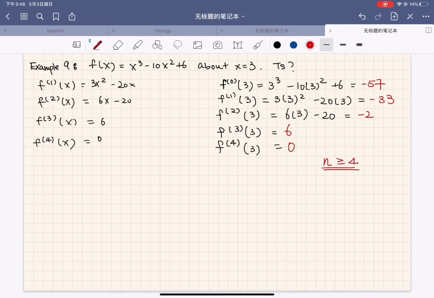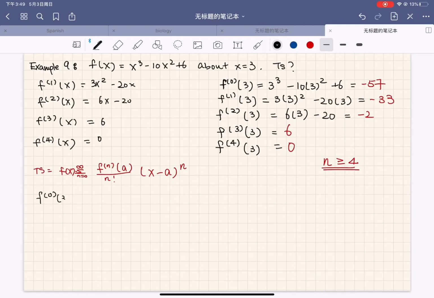So now we can start to write out the Taylor series original formula, which is sigma from n equal to 0 to infinity of f^(n)(a) over n factorial times (x minus a) to the power of n. So right now we can start to organize our answer into a series.